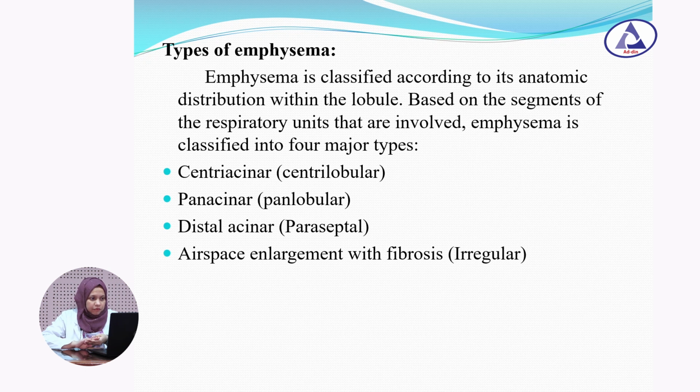There are 4 types of emphysema. Emphysema is classified according to its anatomic distribution within the lobule. Based on the segments of respiratory units that are involved, emphysema is classified into 4 major types. What are these? Number 1 is centri-acinar or centrilobular. The second one is pan-acinar or pan-lobular. Then distal acinar or paraseptal. And the last one is irregular emphysema or airspace enlargement with fibrosis.